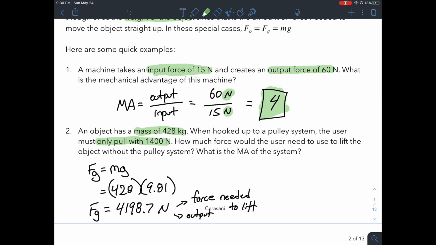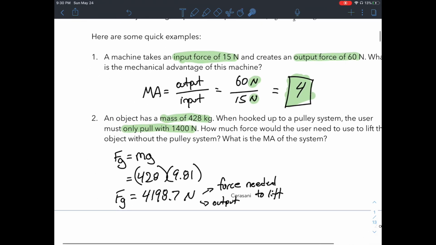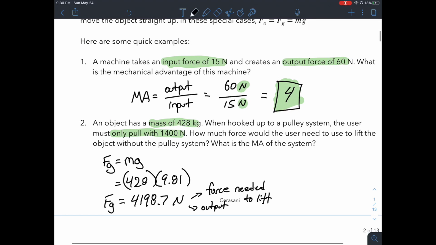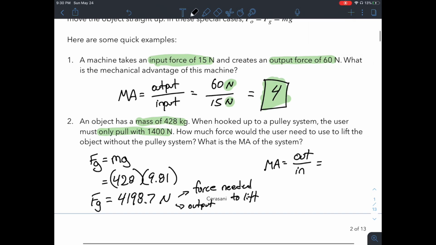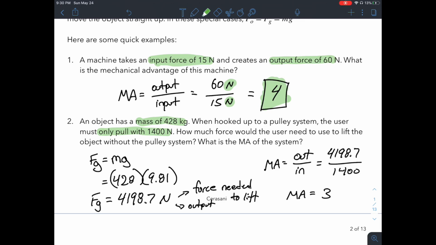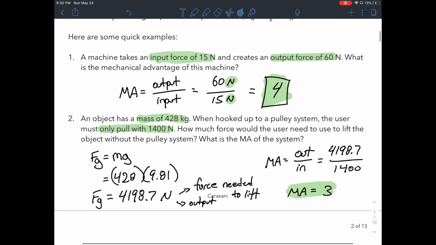But the question is telling us that we only have to input 1,400 newtons in order to accomplish that, which means the mechanical advantage of this system, which again is the output divided by the input. If we are outputting 4,198.7 newtons because that's what we're lifting, but we're only inputting 1,400 newtons, then that tells us that our mechanical advantage is 3. So this machine is tripling our input force, which is pretty helpful for just some pulleys. Okay, so that is mechanical advantage.